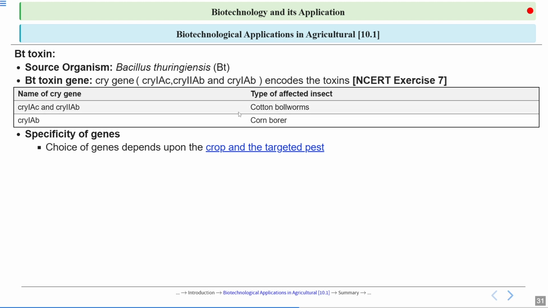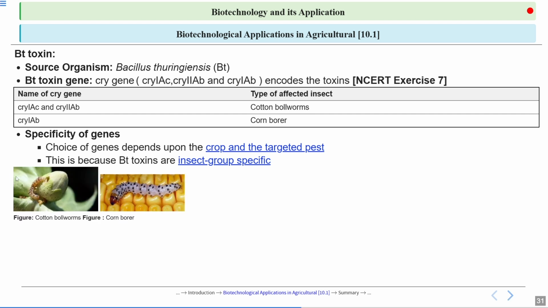If the targeted pest is cotton bollworm, we need these two genes. But if the targeted pest is corn borer, we need the Cry1Ab gene. This is because these Bt toxins are, as I said, insect group specific. So this is a picture of cotton bollworm and this is a picture of corn borer.